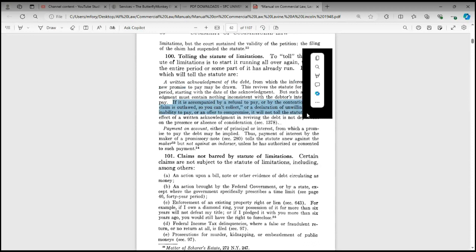The effect of a written acknowledgement in reviving the debt is not dependent on the presence or absence of consideration. Payment on account, either of principal or interest, from which a promise to pay the debt may be implied. Thus, payment of interest by the maker of a promissory note tolls the statute anew against the maker, but not against the endorser, unless he has authorized or consented to such payment.